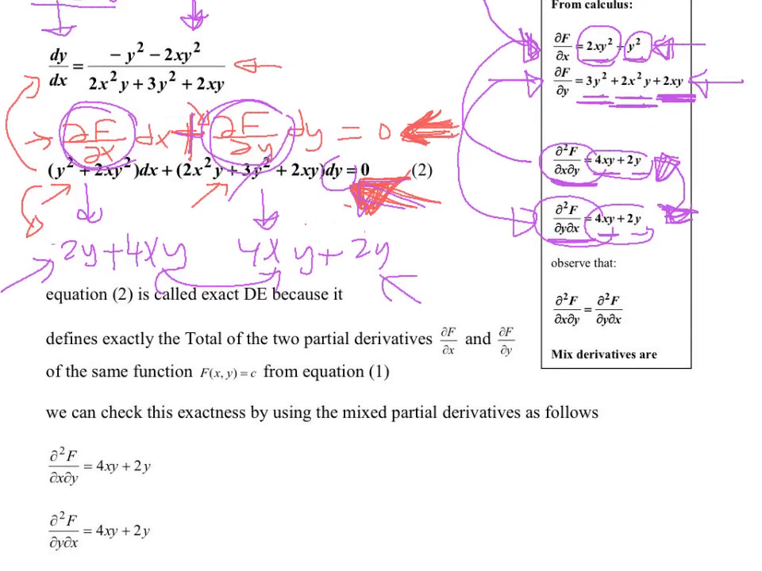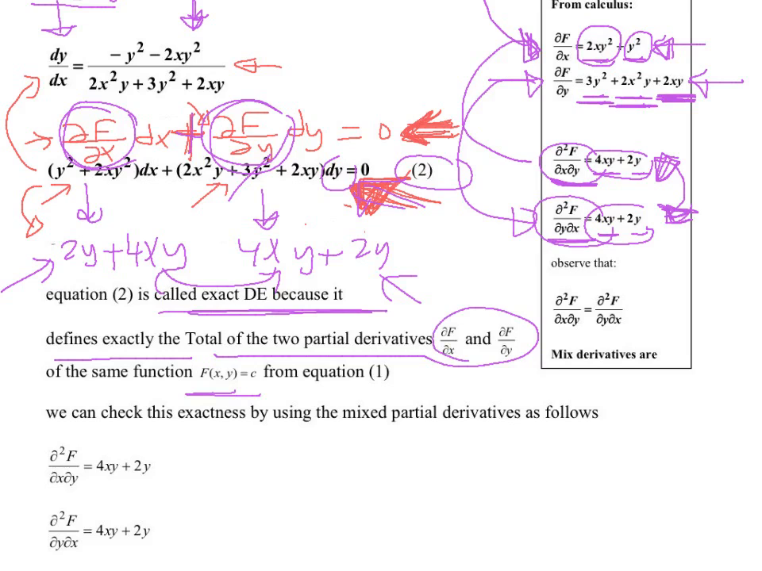So this is what I wrote here. I said equation 2, which is this, is called an exact differential equation because it defines exactly the total of two partial derivatives of the same function f from equation 1. Now, we can check exactness by using the mixed derivatives. If we differentiate again, then we are finding the mixed derivative. If they are equal, then it belongs to one f.